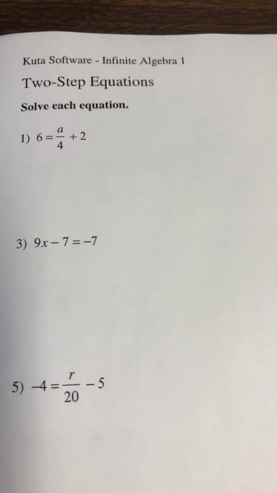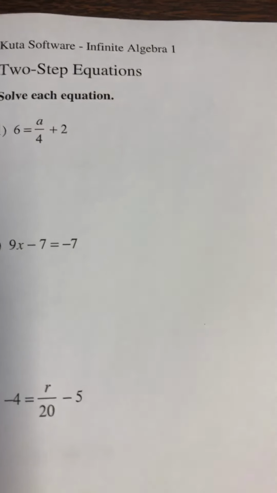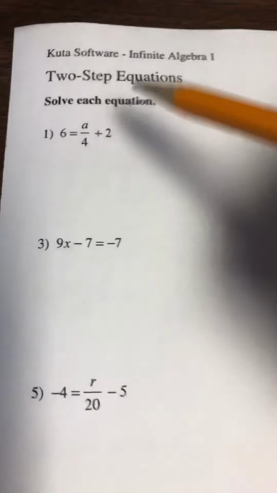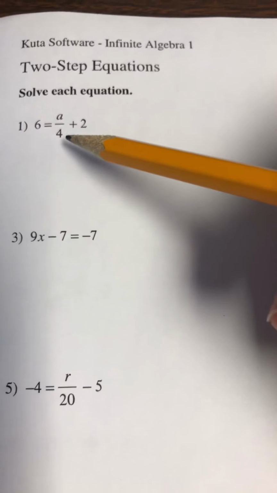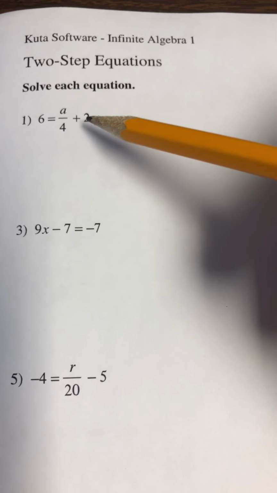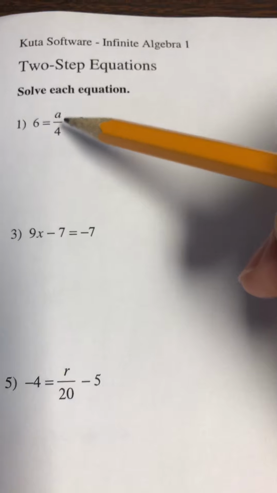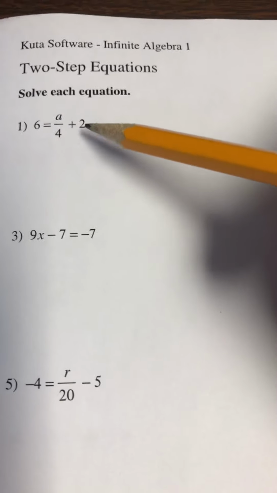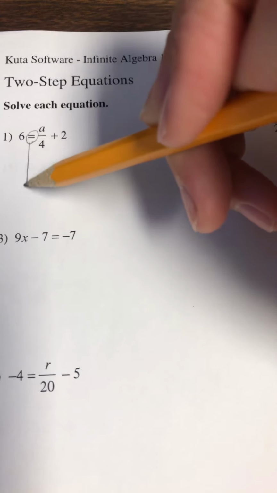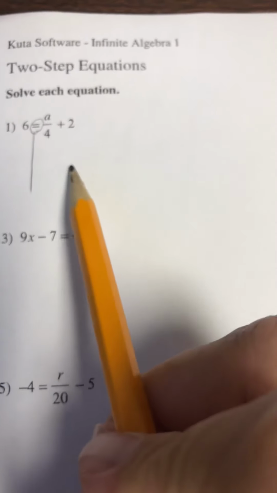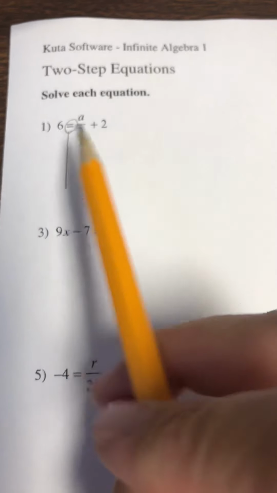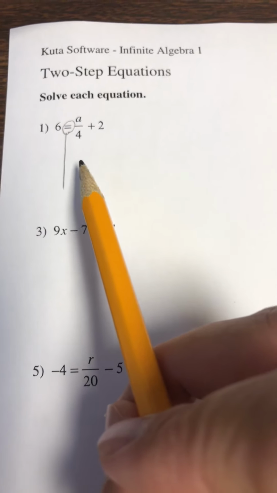If you'll notice in number 1, we have 6 is equal to a divided by 4 plus 2. Now this time, unlike yesterday when we only had one step, there's actually two different steps. If you think about order of operations, we have a division and we have an addition sign. So I like to drop that line there to separate both sides of the equation. I'm going to keep this balanced. Whatever I do to one side, I'm going to make sure I do the same thing to the other side.